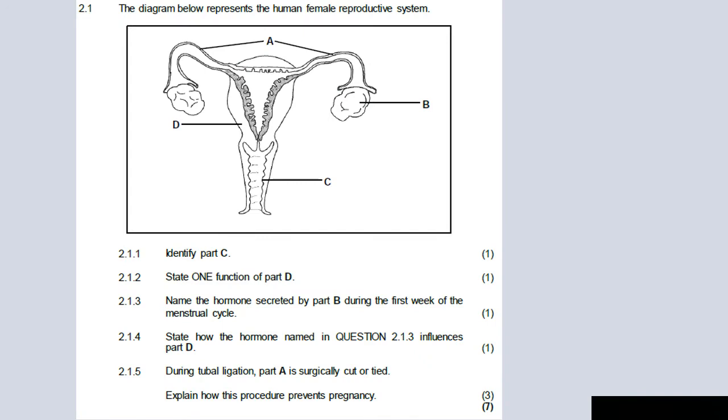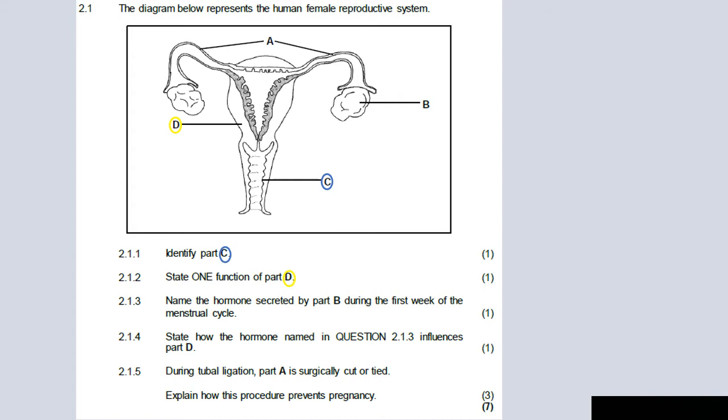Question 2.1. The diagram below represents the human female reproductive system. Four parts are labeled A, B, C, and D. 2.1.1. Identify part C. There it is. 2.1.2, state one function of part D. That's D.